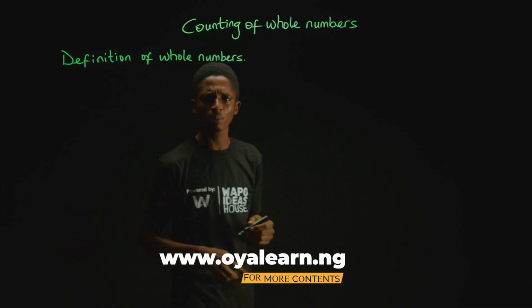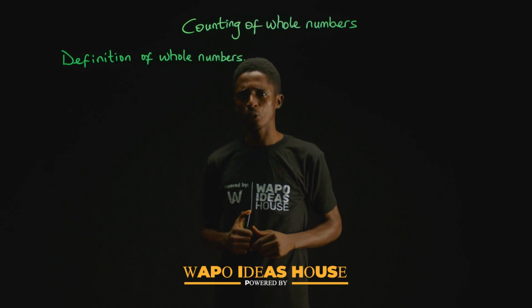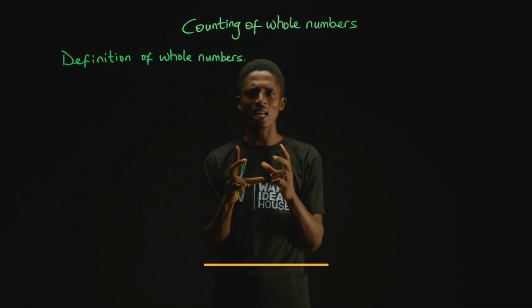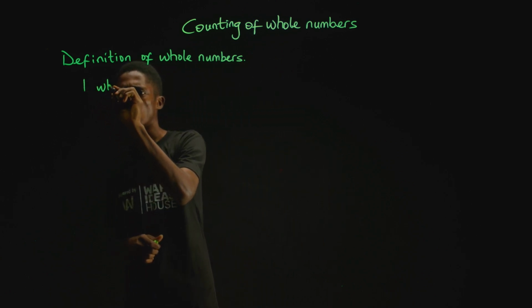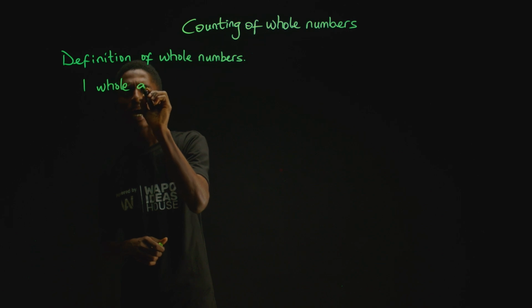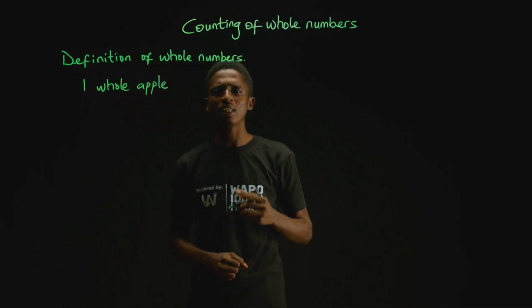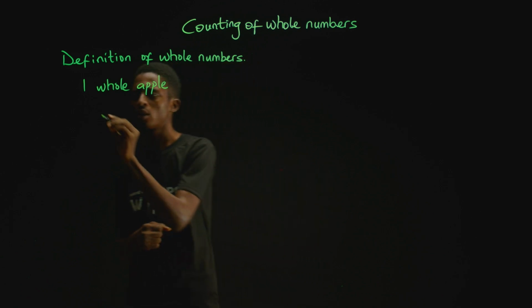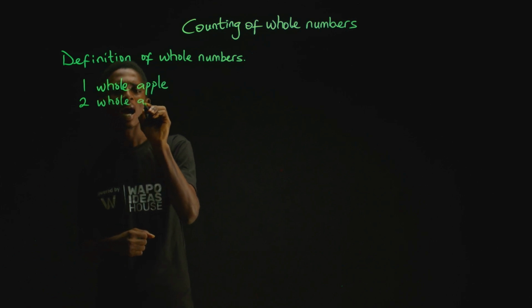To define whole numbers properly, think of it as having one apple, an apple that has not been eaten. It is a complete apple, so we say you have one whole apple. If you were given a second complete apple, now you would have two whole apples.